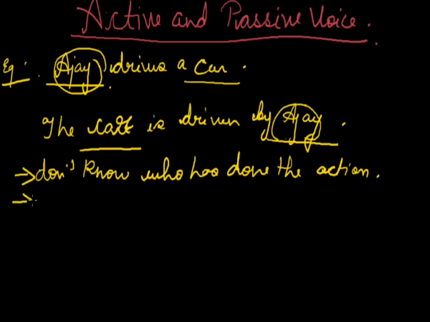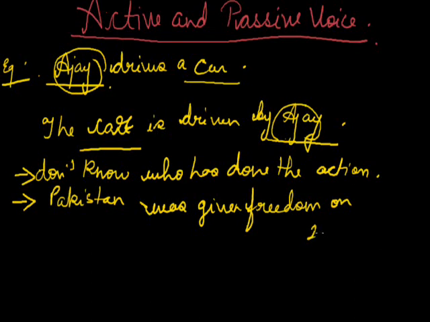The second case is if the action itself is more important than knowing who or what causes it. For example, Pakistan was given freedom on 14th August. Second example, the class 10 final results were declared last year. Here the action itself is more important, or the person who has done it is not important to be known. So in these cases as well, we frame the sentence in the passive voice.